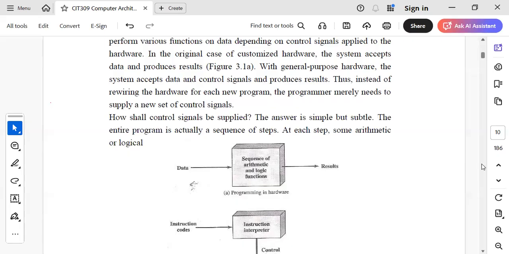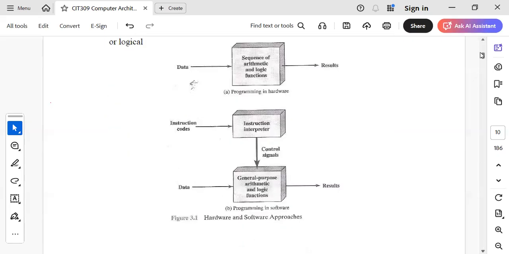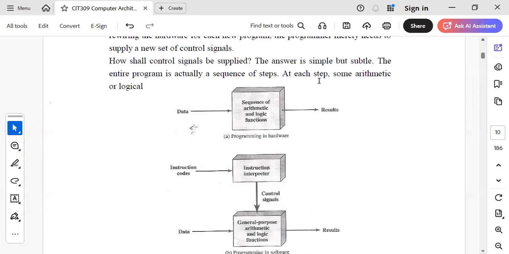So now there is a diagram here that we need to study. How shall control signals be supplied? The answer is simple but subtle.